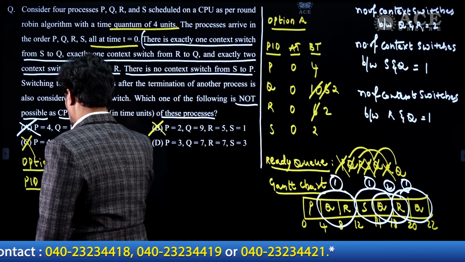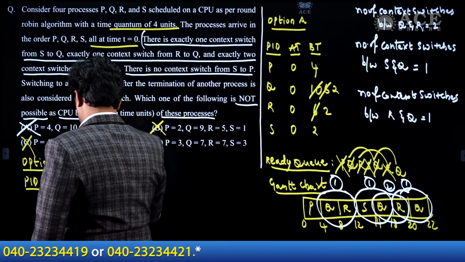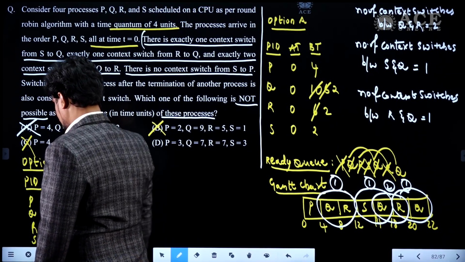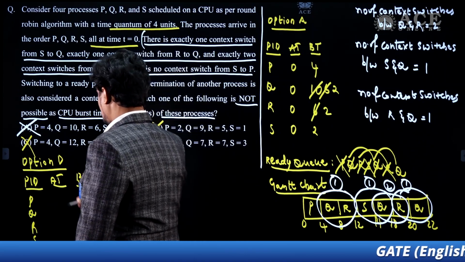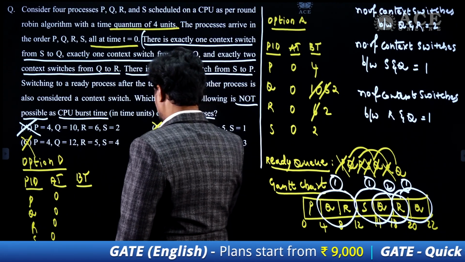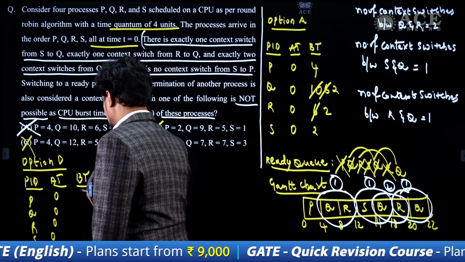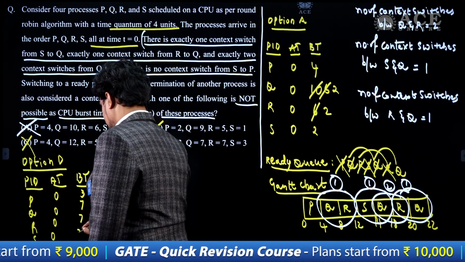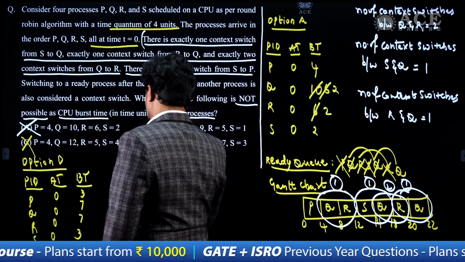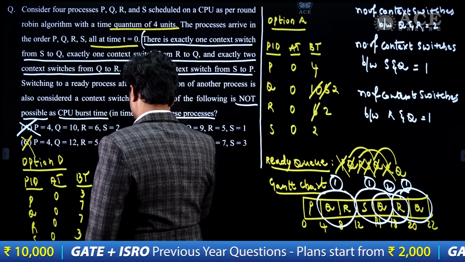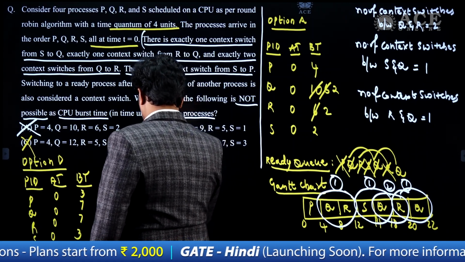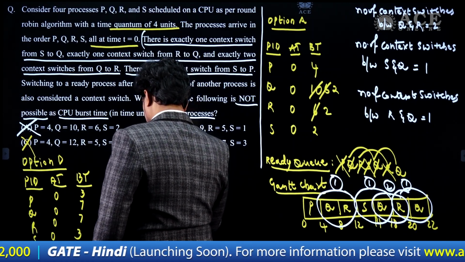PID, arrival time, burst time: P, Q, R, S. Arrival time is 0, 0, 0, 0. And burst time according to option D is 3, 7, 7, 3. So now we are going to draw the ready queue for this, and the Gantt chart building also.